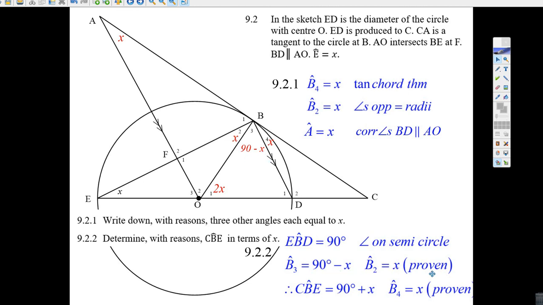We've proven it already. Well, now we can just add all this up. The minus X and the X kind of cancel each other, because we want to know this whole thing across here. So X plus 90 minus X is 90 degrees, plus X. CBE is 90 plus X, because we know this part's X. 90 plus X. And there we go. We've got that. CBE is 90 plus X. Let's just do the last one.